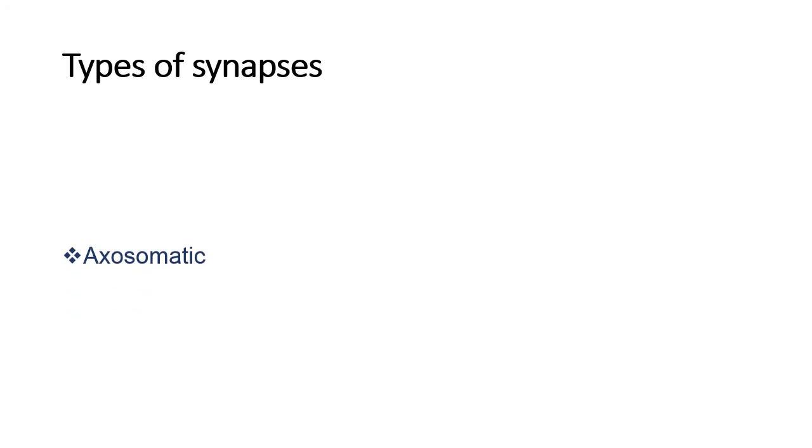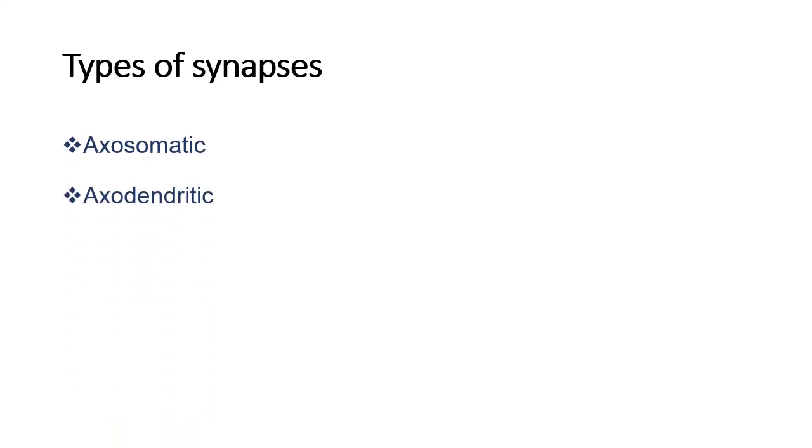The types of synapses are axosomatic, axodendritic, and axoaxonic.